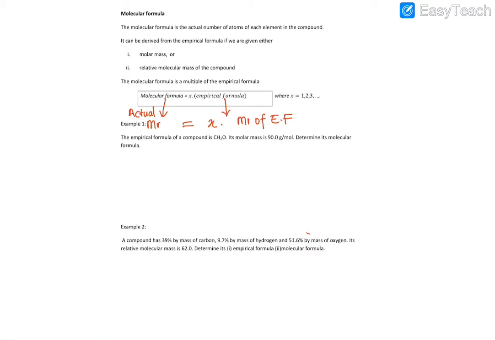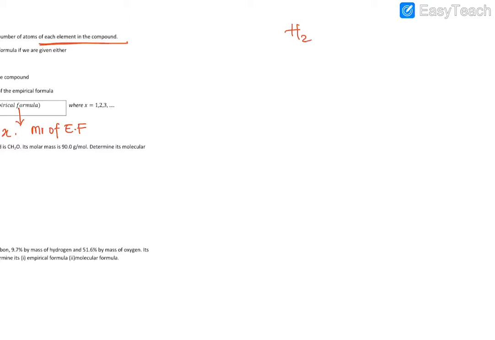Let's see molecular formula. The molecular formula shows you the actual number of atoms of each element in the compound. Let's say I have H2O2. This is the molecular formula. The empirical formula is HO. Now, how do you get the molecular formula from the empirical?